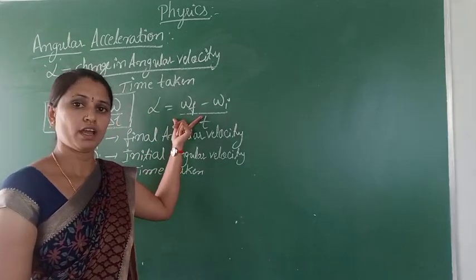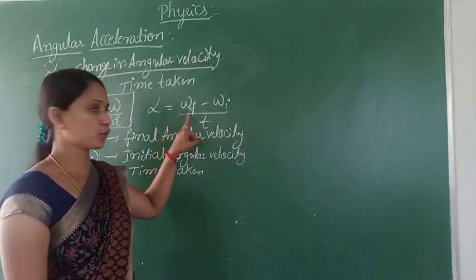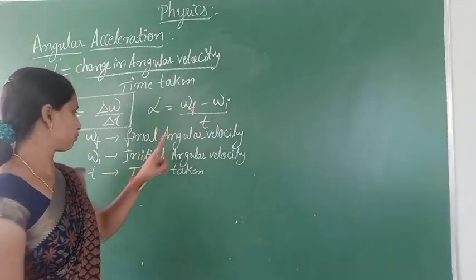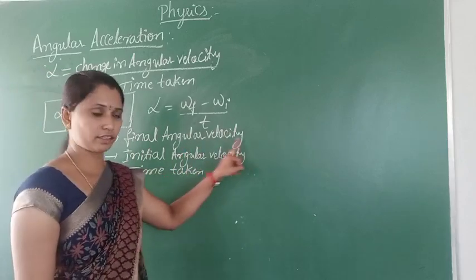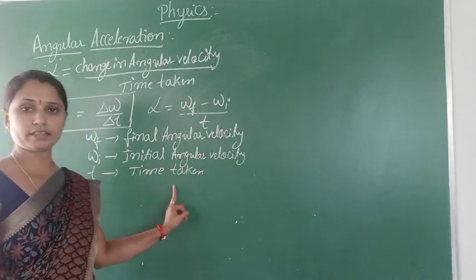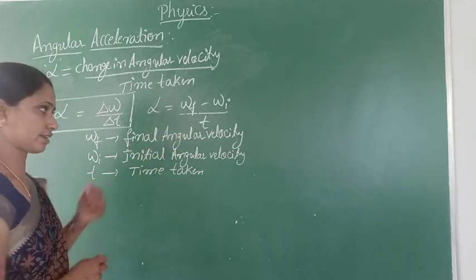Write the expression for angular acceleration and explain the terms. So alpha is equal to omega f minus omega i by t, where omega f means final angular velocity, omega i means initial angular velocity, and t is the time taken. Clear? So this is the expression for angular acceleration.